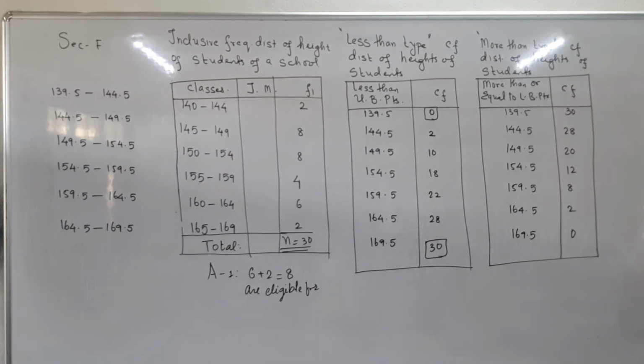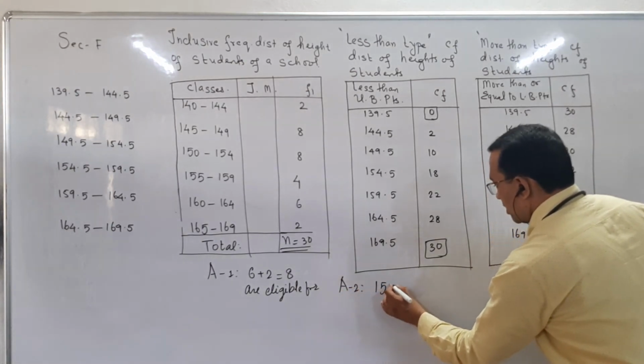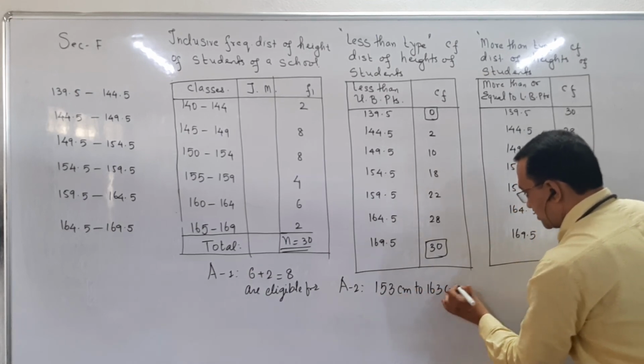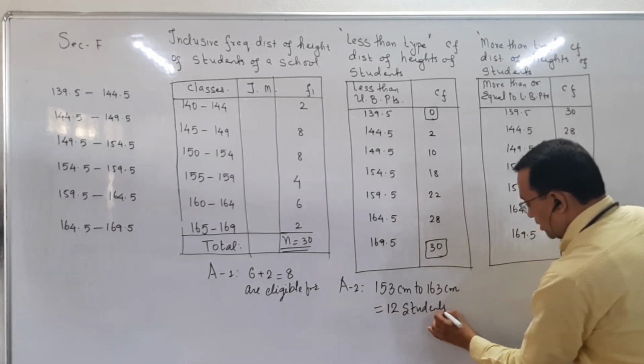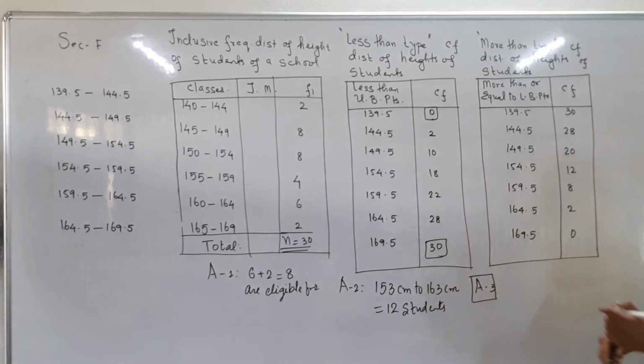Second, find the number of students having height from 153 centimeter to 163 centimeter. For 153 to 163 we have to directly check the observations, and the answer is 12. So we have to count and write the number of students, and that is 12.